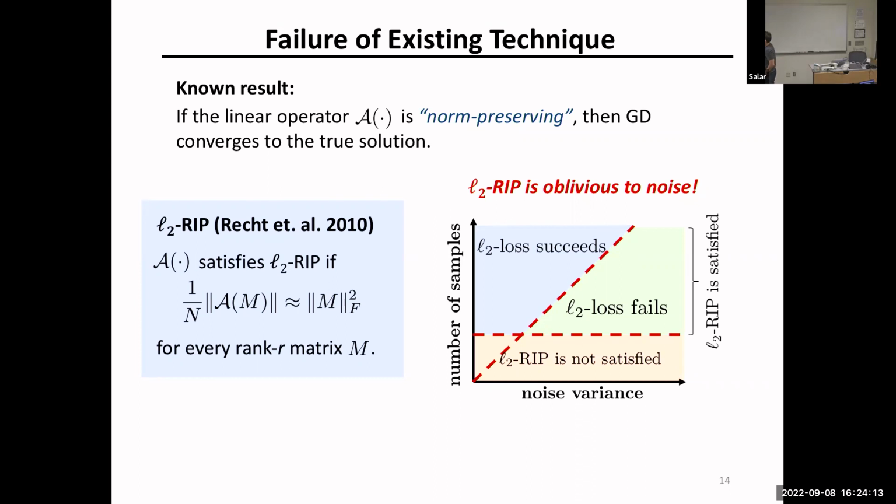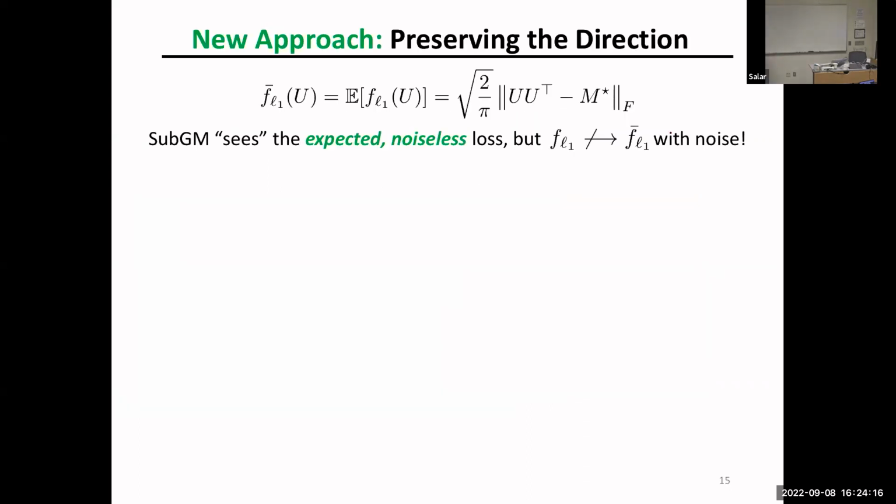Now, how can we go around that issue? First, I would like to argue that when we have noise, the measurements are never norm preserving, even if the number of measurements goes to infinity. To explain this, for simplicity, let's assume that we don't have any noise in our measurements, and the measurement matrices are Gaussian. In that case, the expected value of L1 loss is exactly the error that we are trying to optimize. And this is, in fact, what the subgradient method sees in practice.